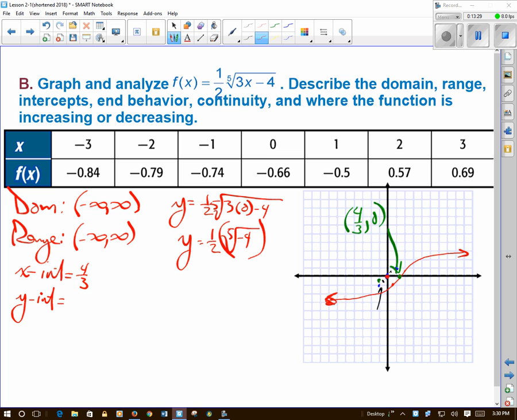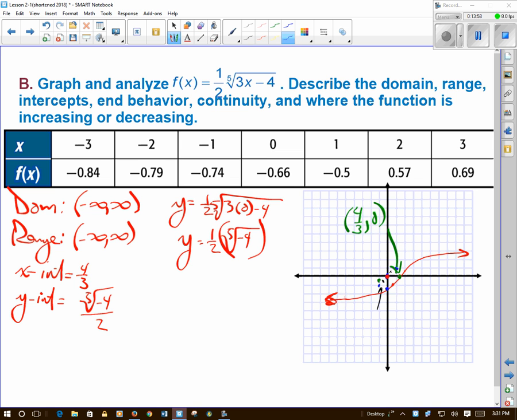So what is my y-intercept? Well, it's actually just that: the fifth root of negative 4 over 2. And we see from the graph, it looks like that point is reasonably just a little bit less than our negative 1 there. That's not very accurate, but good enough.